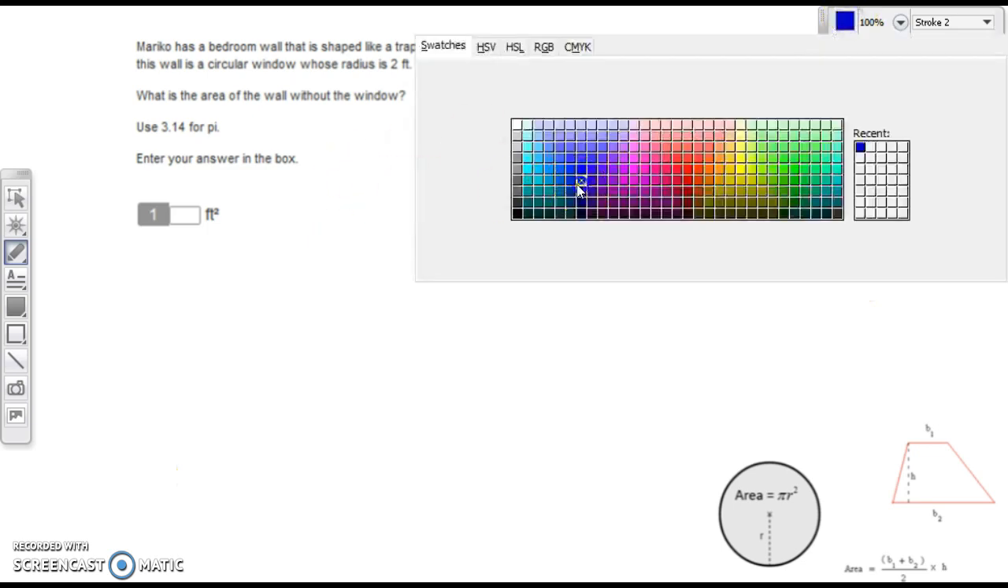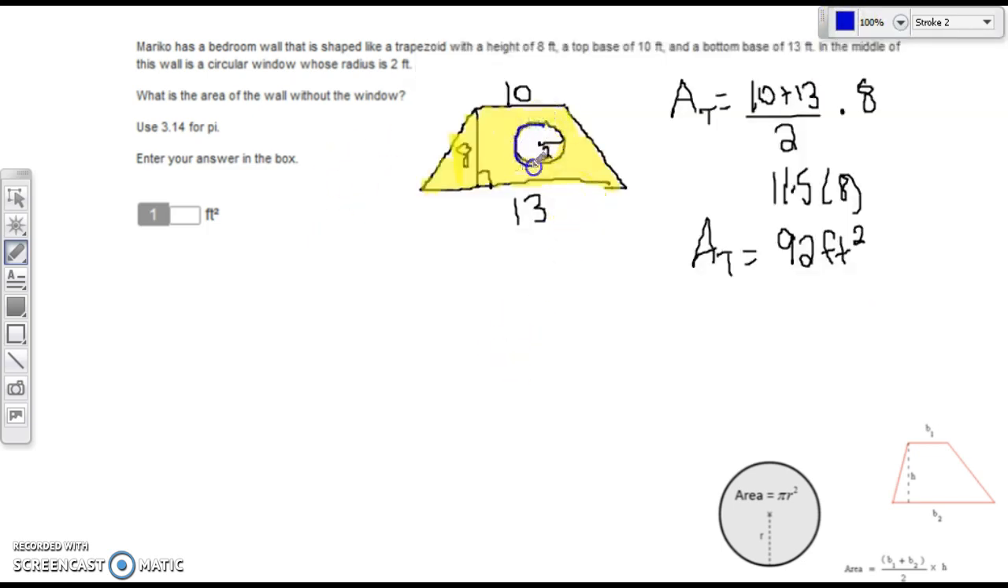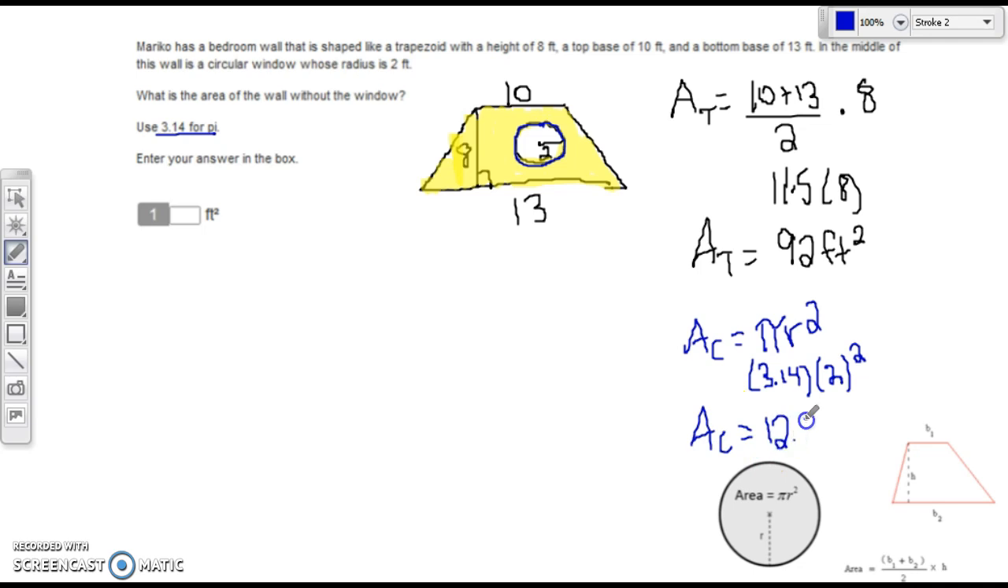Now we're going to find the area of this circle. So we have pi times radius squared. Does it say to use? Yeah, use 3.14 for pi. So I'm going to go ahead and plug in 3.14. My radius is 2, and I want to square that. So 3.14 times 2 squared is 12.56 feet squared.